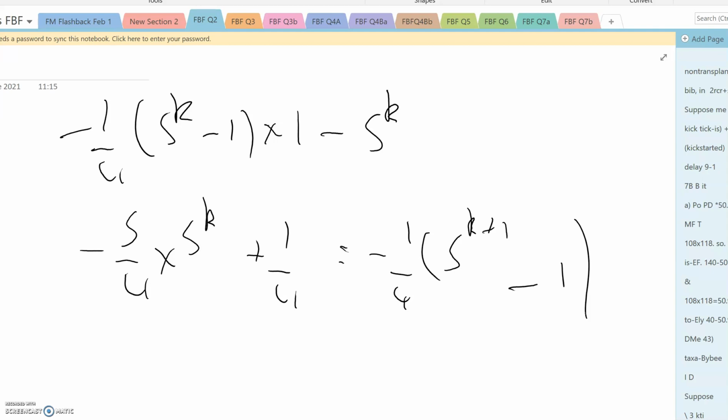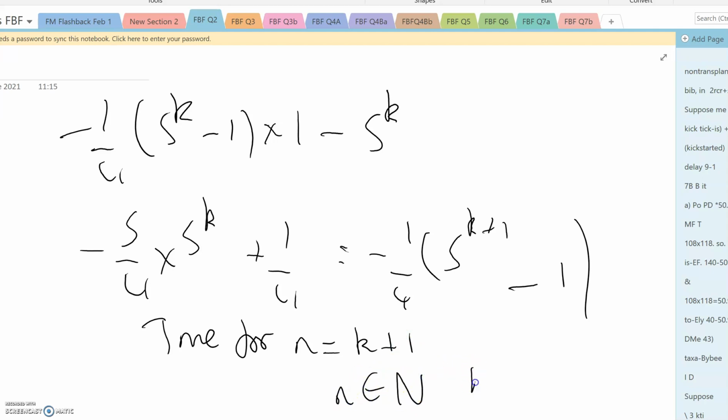So it means that the result is true for n equals k plus 1. And therefore true for all n belonging to the set of natural numbers by the principle of mathematical induction.